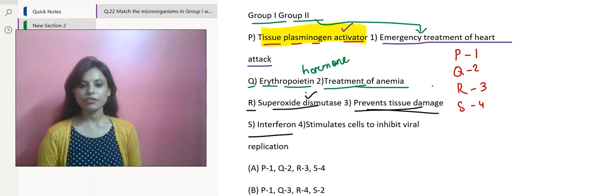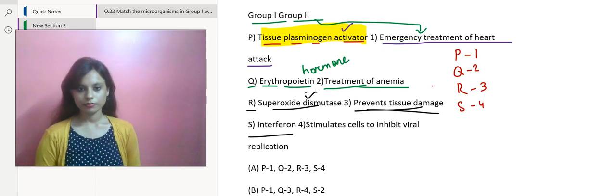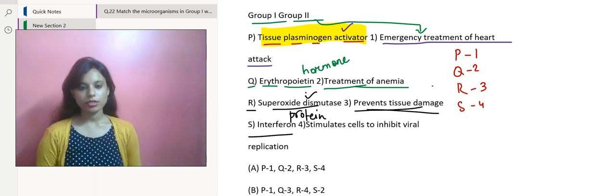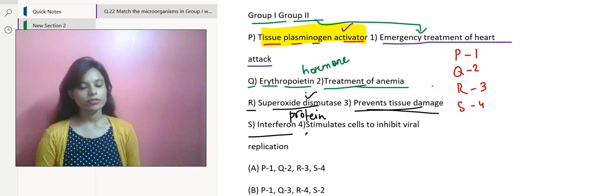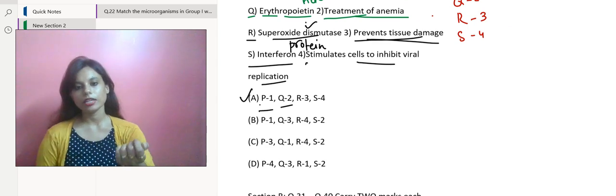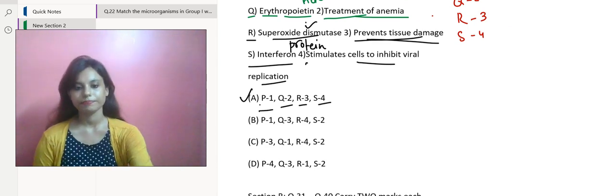Talking about the last option, interferon. Interferon is a protein that stimulates the cells to inhibit viral replication, and it is used to treat viral infections, for example hepatitis B and hepatitis C, and certain types of cancer also you can include under this. So it's already correctly written over here. So I would go with option A. I think it's option A only that is correct, because at first we can see P1, Q2, R3, S4. Yes, go with option A.